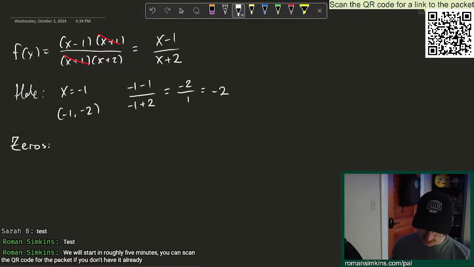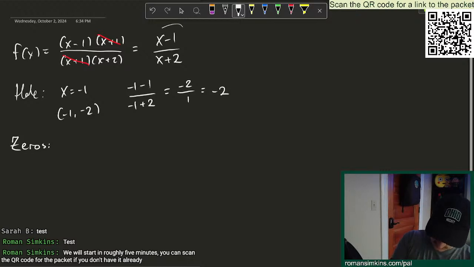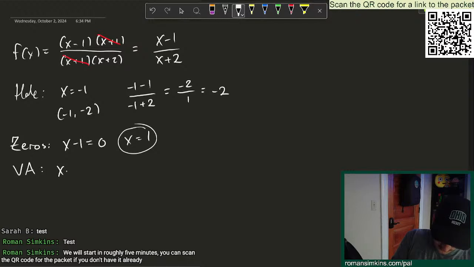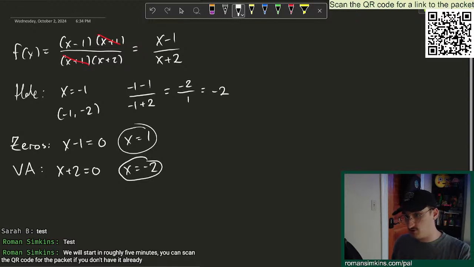So I can actually just work off of this function right here. And so when I set that numerator equal to 0, I pretty simply get that x equals 1. And then if I set my denominator equal to 0, VA, there we go. If I set my denominator equal to 0, I, again, pretty easily find that x equals -2. So I have zeros, I have asymptotes, but let's keep going.